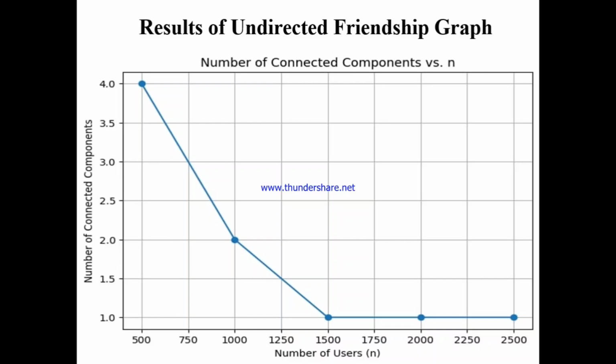Results of undirected friendship graph. The results here show that as the number of vertices increases, the network tends to become more connected. In smaller graphs, there are often many separate components. But as the number of vertices grows, most nodes end up belonging to one large connected component. We also verified the handshaking theorem successfully, which confirmed the correctness of our implementation. This experiment illustrates how real-world social networks behave. Larger networks tend to be more connected.